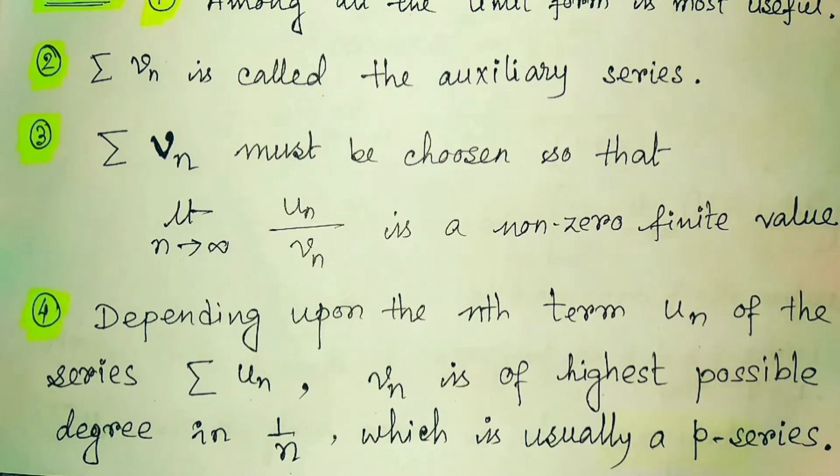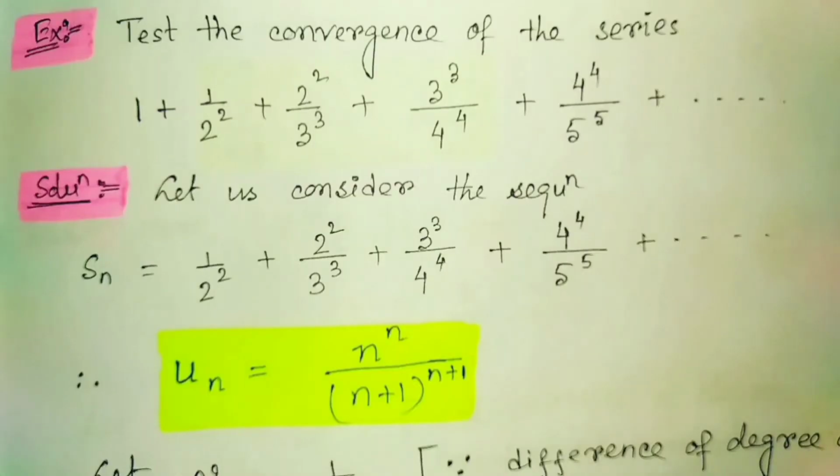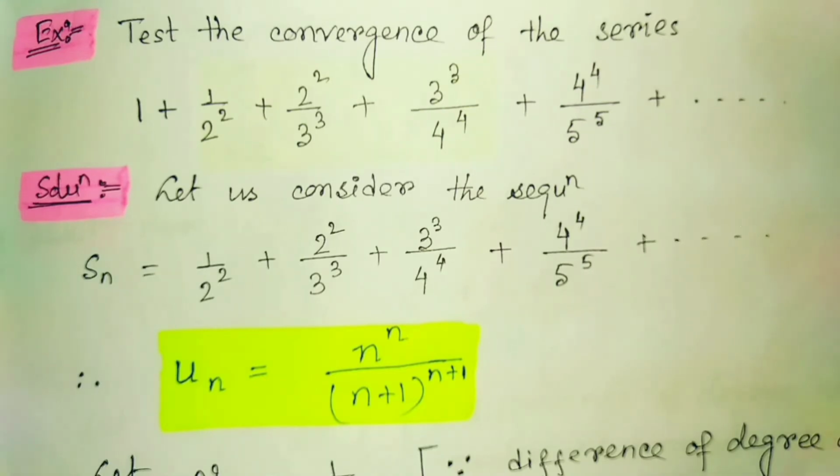So how we apply this comparison test for various problems where the series is an infinite series with positive terms, for that let us discuss an example. So just look at the example now. The first example is: test the convergence of the series 1 plus 1 by 2 square plus 2 square by 3 cube plus 3 cube by 4 to the power 4. So this one is your series. Now our requirement is to verify or prove the convergence of this series.